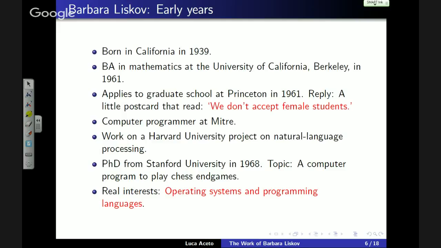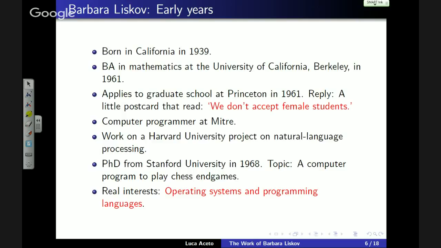But already halfway through her PhD program, she realized that she was not really interested in AI. She was interested in systems, programming languages. Why? Well, for several reasons. First of all, she says that she wanted to do work that had more immediate impact. The AI enterprise was something that she realized would take decades to have an impact. The problems were simply too hard.